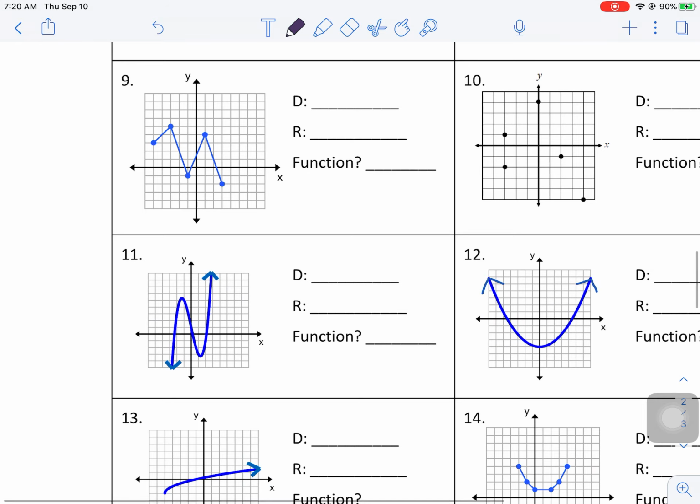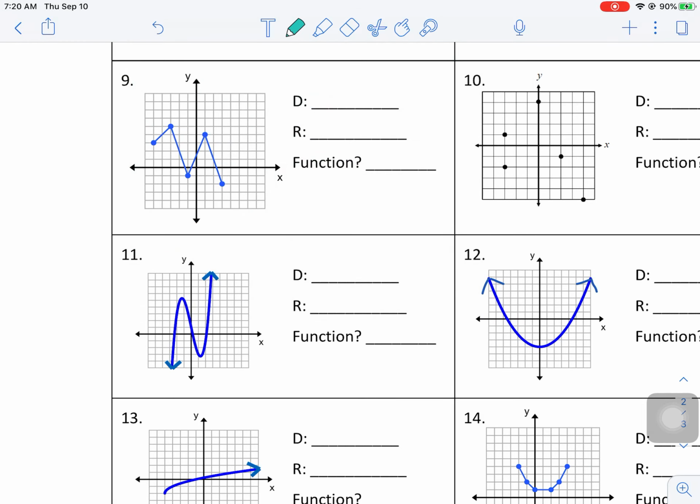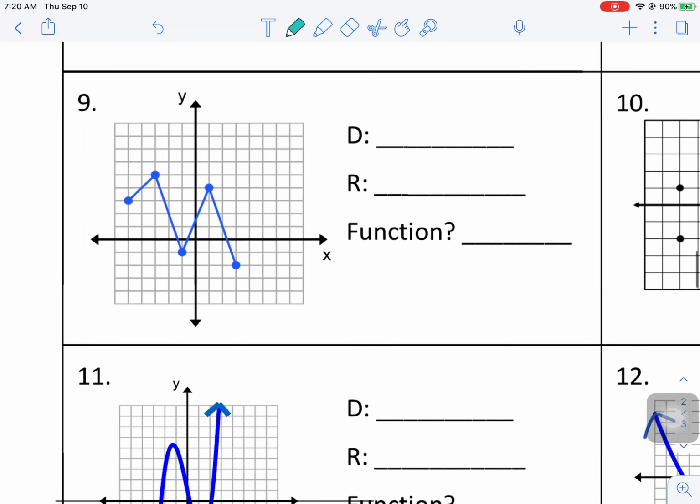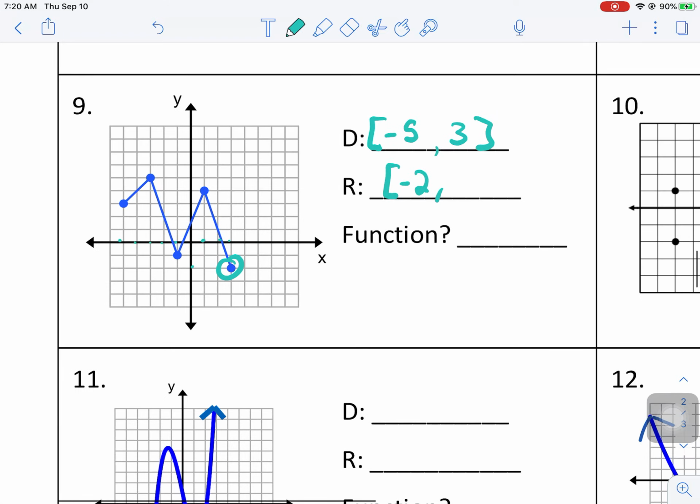Okay, we'll keep going. So number 9 here. Number 9 is asking what is the domain and range and the function, of course, like the questions we've been doing. Okay, so domain here, the furthest to the left, 1, 2, 3, 4, 5. So we're going -5, 1, 2, 3, +3 again. Range, negative 1, 2, because that's the lowest point, so negative 2, all the way up to the highest point, 1, 2, 3, 4, 5, which is positive 5. So that would be the domain and range.